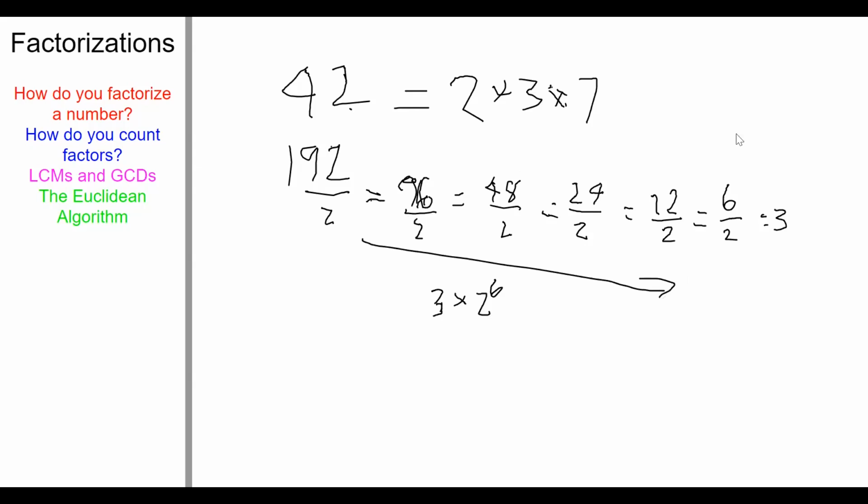So the next part is how do you count factors? I think it should mean how do you count divisors. So first we should define what a divisor is. A divisor of a number is simply any number that divides that number. So for example, 3 is a divisor of 192. So is 2. So is 96. So is 48. And so on. So the question is, how many numbers divide 192 evenly? And by evenly, I mean no remainder.